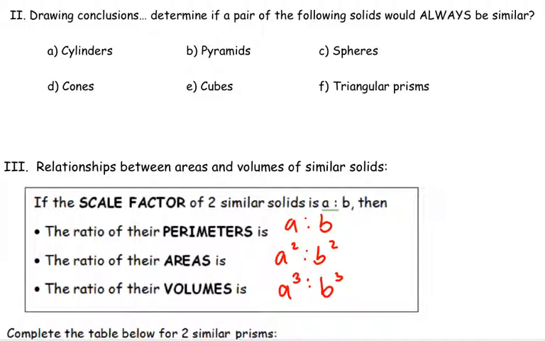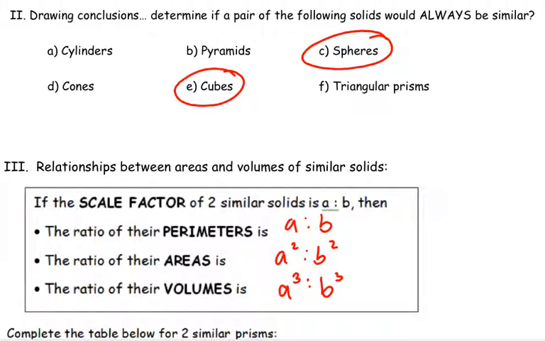You can do a little bit of practice now thinking which ones would always be similar. So if you want to pause the video and do a little bit of thinking, go ahead and do so. Then you can check back. If you're checking back in, you should have gotten yes, always similar for cubes and spheres. The rest of them would have been no, sometimes similar, but not always.